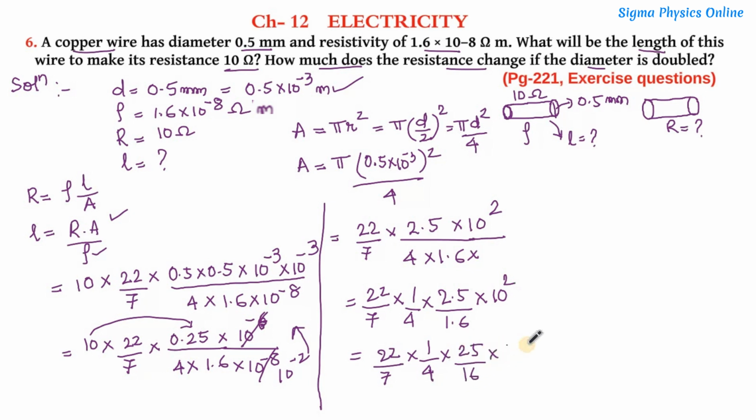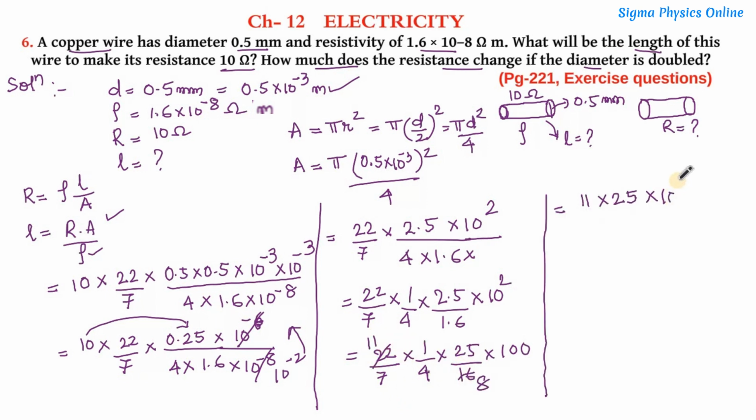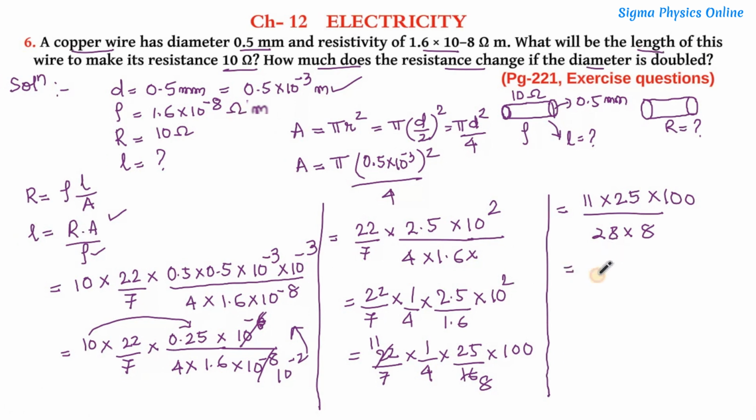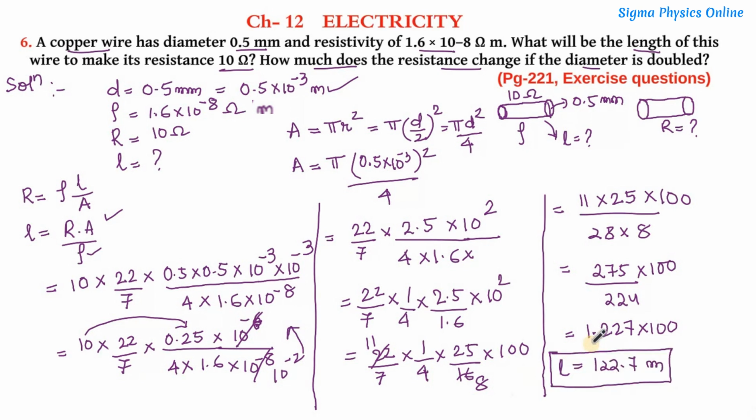Now multiplying the numerator and denominator by 10, we get 22 by 7 into 1 by 4 into 25 by 16 into 100. So it comes to be 2 11s are 11 into 25 into 100 by 28 into 8, which is 11 into 25 is 275 by 28 into 8 is 224 into 100, which comes to be 1.227 into 100, which is 122.7 meter. So the length of the wire that will be needed to make its resistance of 10 ohm is 122.7 meter. So this is the correct answer.